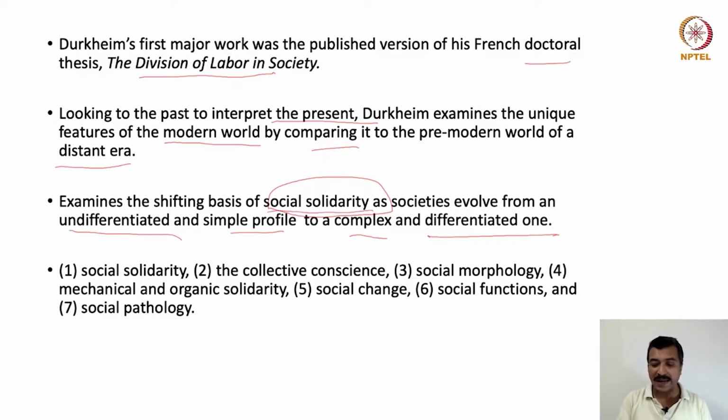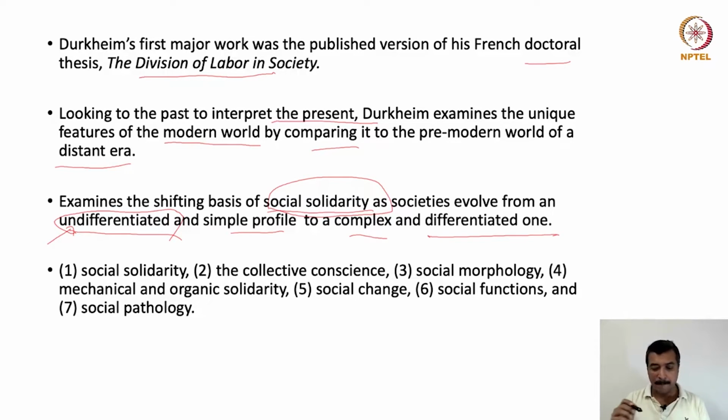As societies evolve from an undifferentiated and simple profile, and undifferentiated we understand as something simple, something similar, homogeneity becomes the character of that particular society. Everybody is similar. There is a lot of similarity within that society in terms of what people do, what kind of belief system people have, what kind of occupation people have, what kind of ideologies people have. So there will be a major form of similarity or homogeneity in undifferentiated and simple societies, as compared to a more complex and differentiated society.